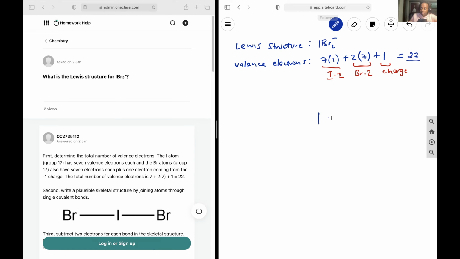So obviously we're going to put I in the middle, Br. Let's not start with the bonds, but I in the middle, and we're going to have Br and Br. We do know that halogens like to make a single bond. Let's start with a single bond on each and try and fill out the rest of the valence electrons. Okay, and then let's see if it all makes sense. So 2, 4, 6, 8, 10, 12, 14, 16, 18, 20. And so we see that we need 2 more electrons.